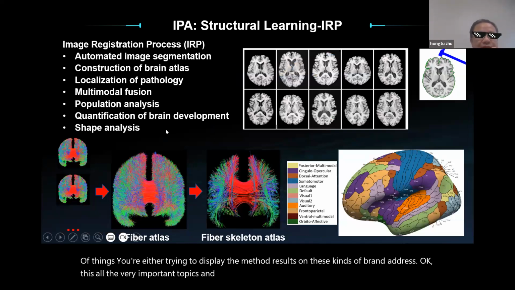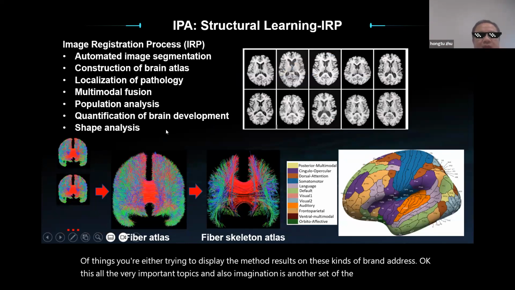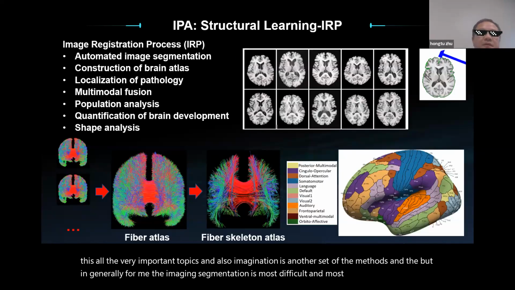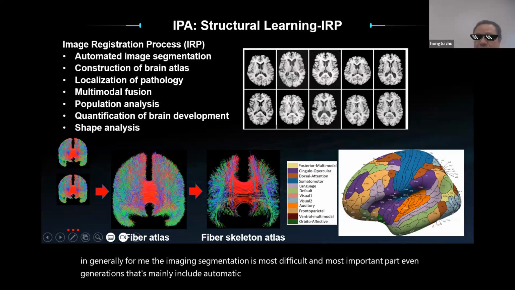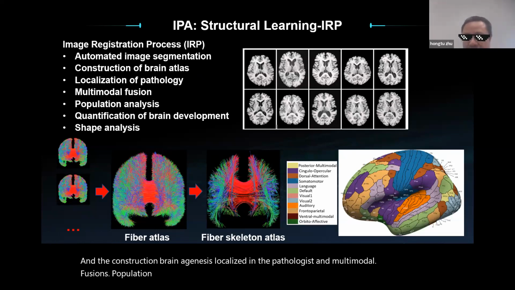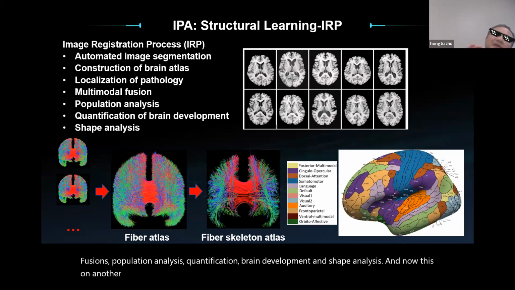And also image regression is another set of methods. But in general, for me, image segmentation is the most difficult, the most important part. Image registration includes automatic image segmentation, construction of brain atlases, localizing pathologies, multimodal fusion, population analysis, quantification of brain development, and so on. And there's another set of image analysis methods.